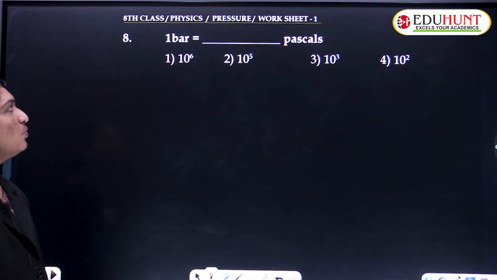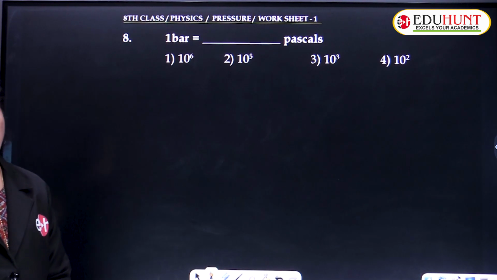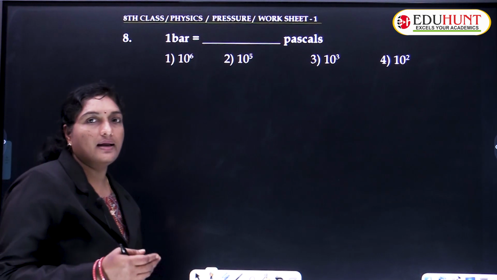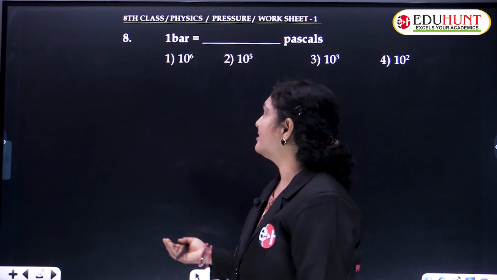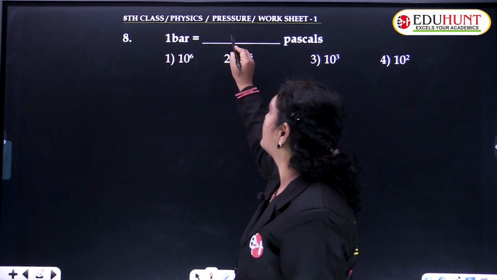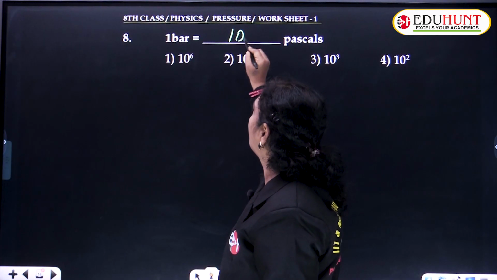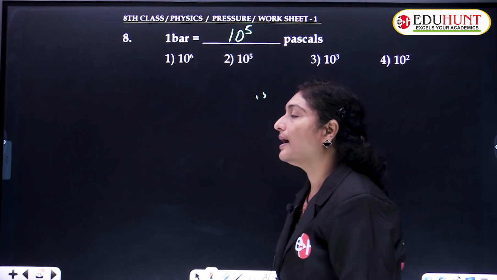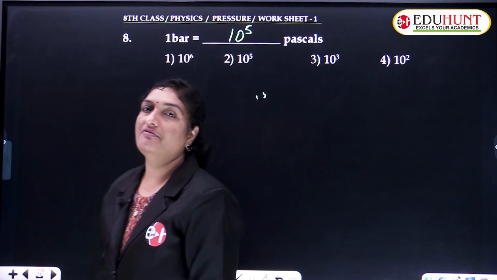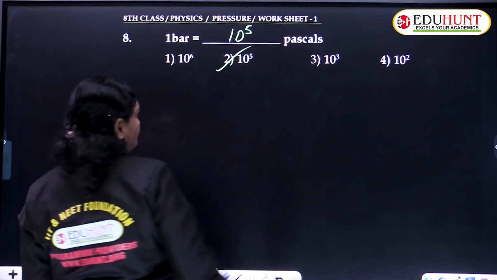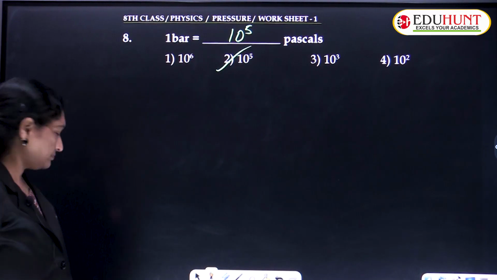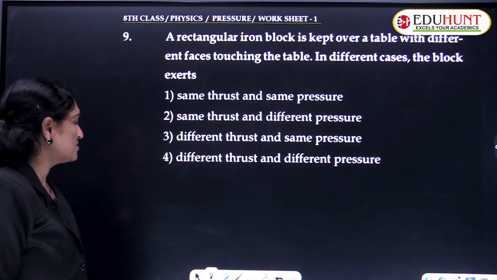Question number 8. 1 bar is equal to, I told you children, bar is another unit of pressure, and the relation between 1 bar and pascals is 10 power 5 pascals. So 1 bar is equal to 10 power 5 pascals, and the correct option here is option 2. So moving ahead with the 9th question, children.